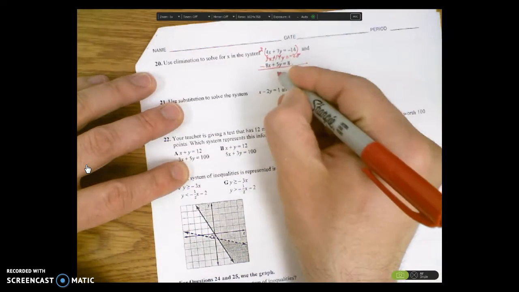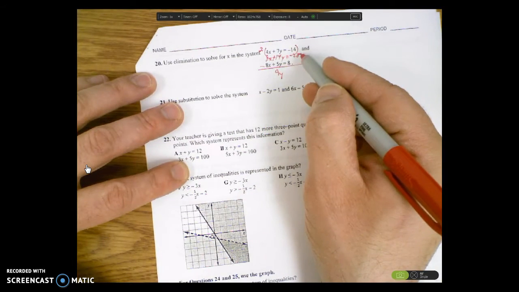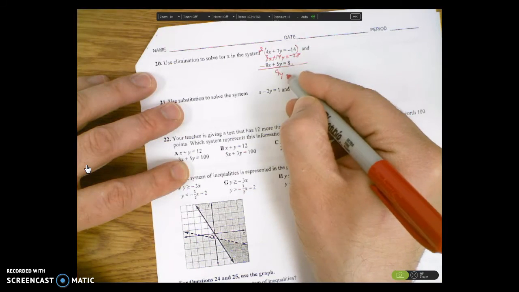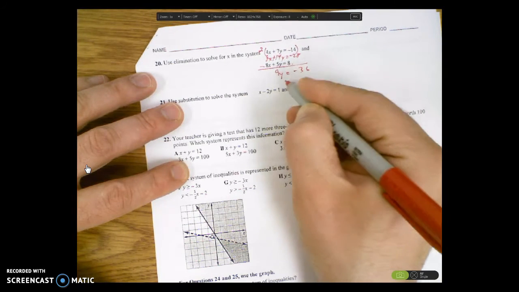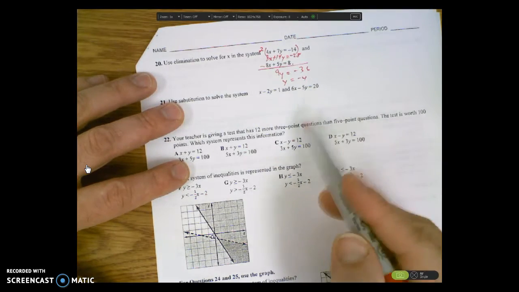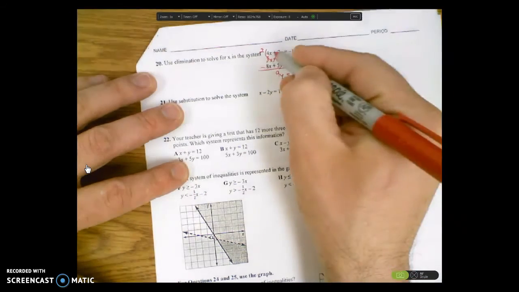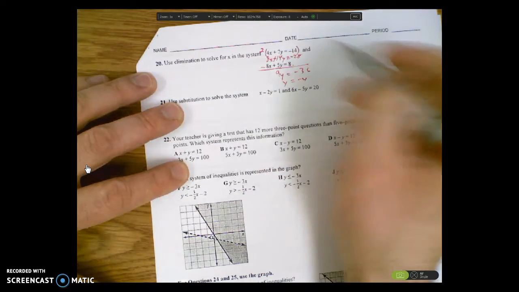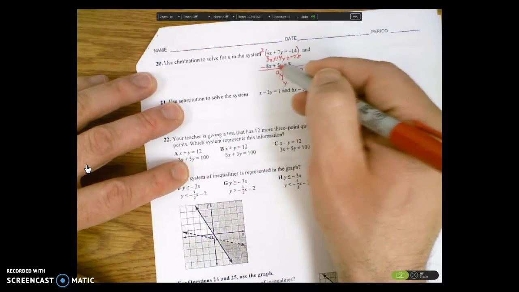14y minus 5y is 9y. And let's see, negative 28 minus 8 is negative 36. So y equals negative 4. I divided both sides by 9. I'm going to plug it back into probably the first one again because of the numbers. Actually, I'm going to plug it into this one.